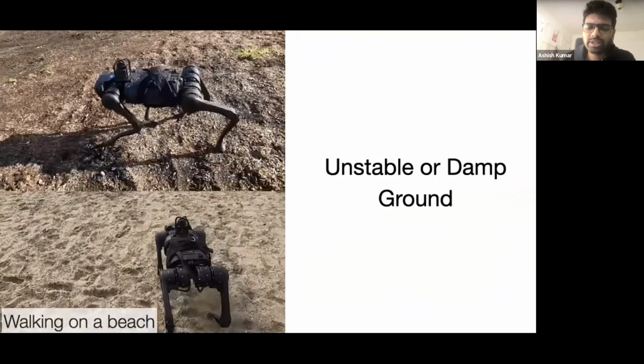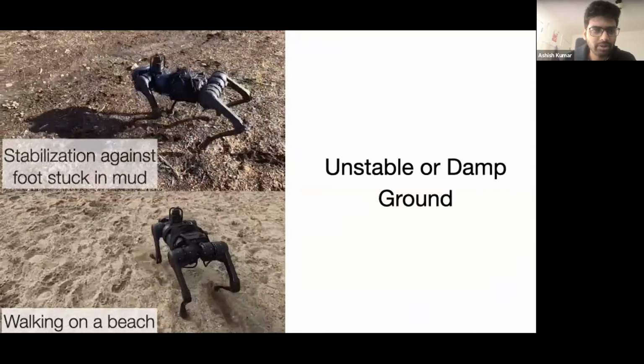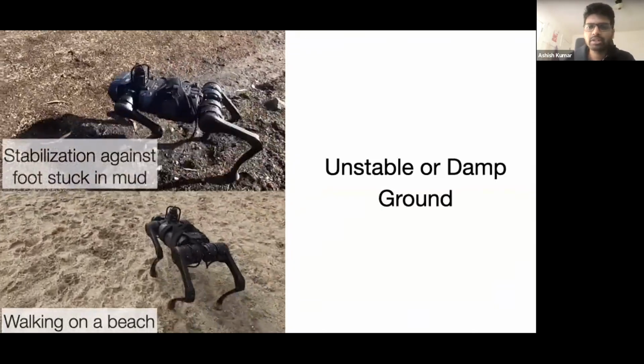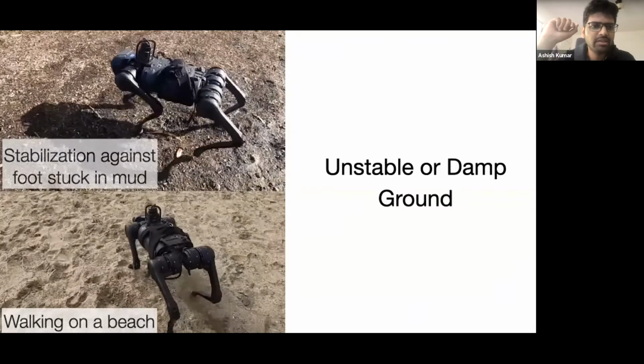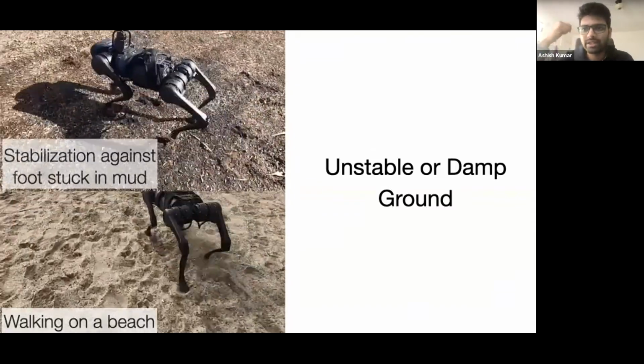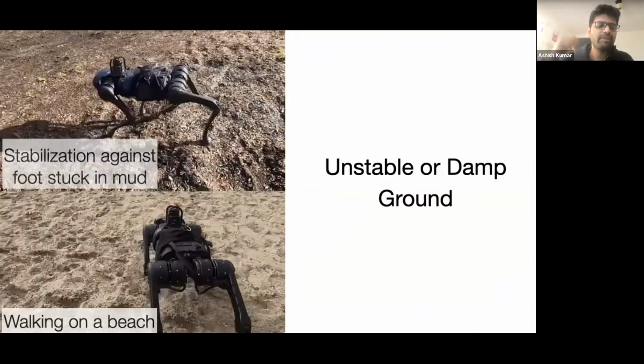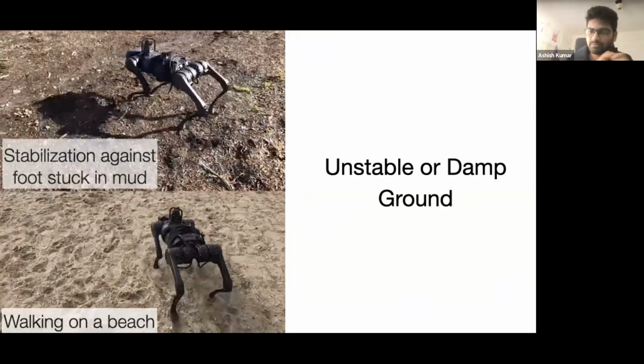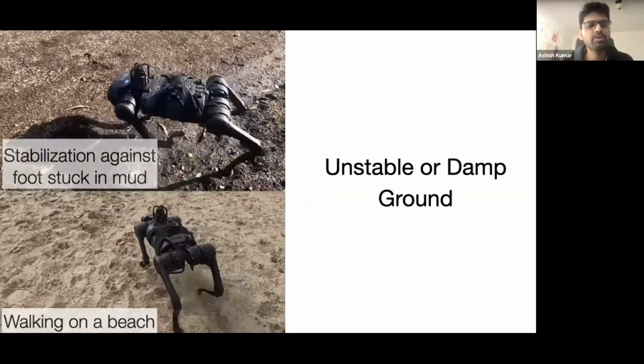Similarly, here are two more examples of unstable or damp ground. And we see that the feet of the robot in the top video get stuck once in a while, but it is able to get its feet out and continue walking. And similarly, when it is walking on the sand, the surface constantly deforms, but it is able to continue walking stably.